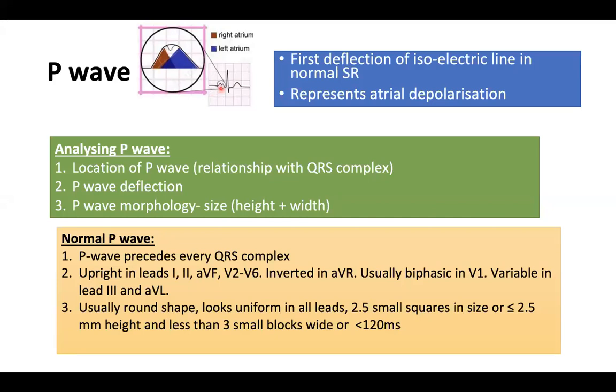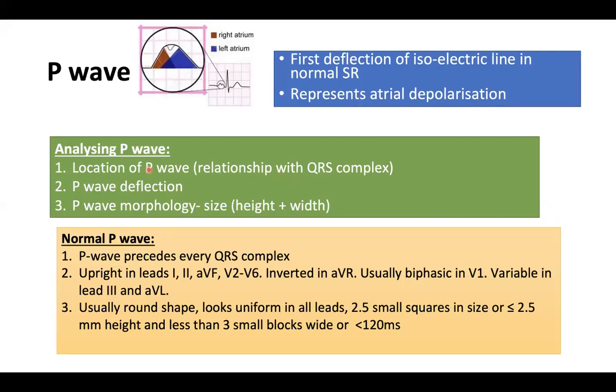So generally, when you see this buffered P wave, this is signifying the right atrium and this is the left atrium. So the P wave is the first deflection of the isoelectric line in a normal sinus rhythm. An isoelectric line is basically a straight line, okay? So it's not positive, not negative, it's just straight. And like I've said multiple times before, the P wave represents atrial depolarization.